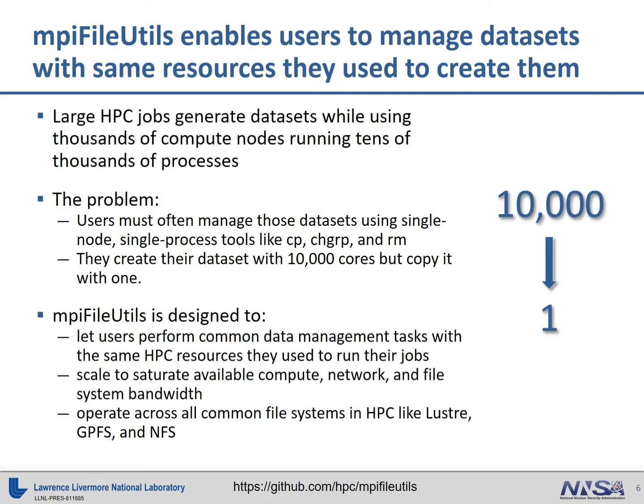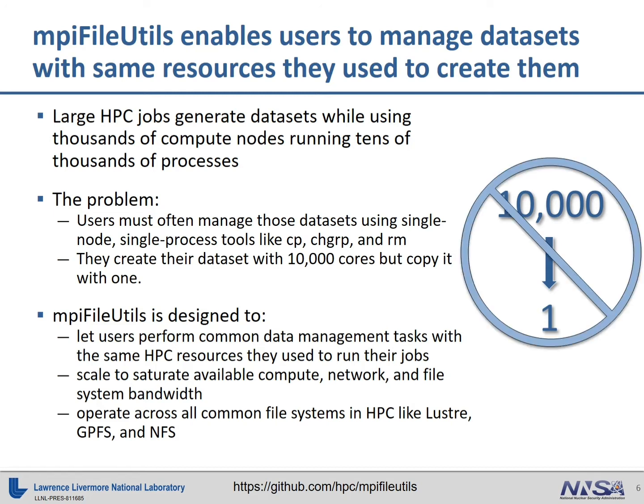So what's going on here? We've got people running on these giant clusters with these fast parallel file systems. They might be using thousands of nodes, tens of thousands of processes to generate a data set. And then they try to do management with a single process on a single node. They're using the cp command or the rm command. And it's just this problem of 10,000 to 1 scale. It just doesn't work.